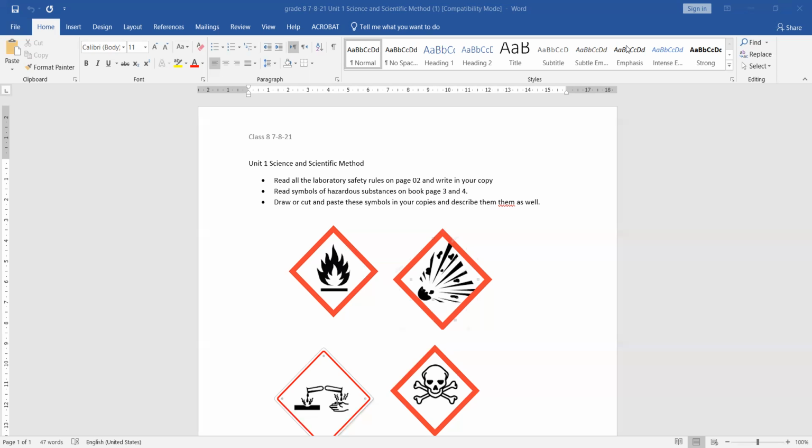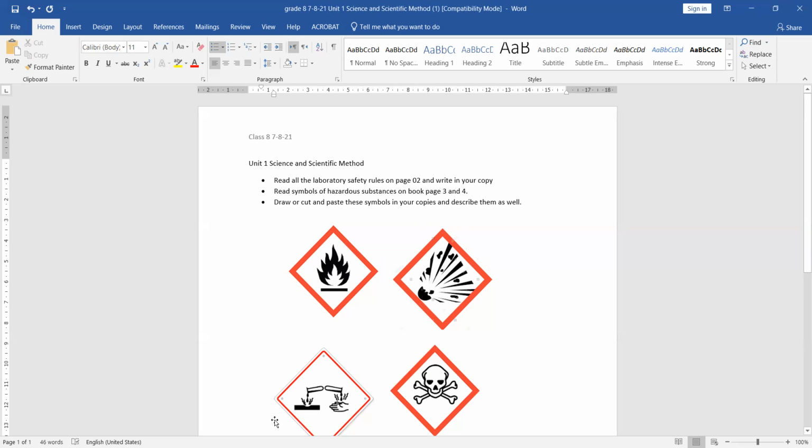And there are some symbols given on pages 3 and 4. So read those symbols and you have to draw these symbols. You can cut these symbols as well from here and paste them in your copy, and you have to describe them in the copy in front of the image. This first symbol shows the hazard of flame. The second one is explosion.